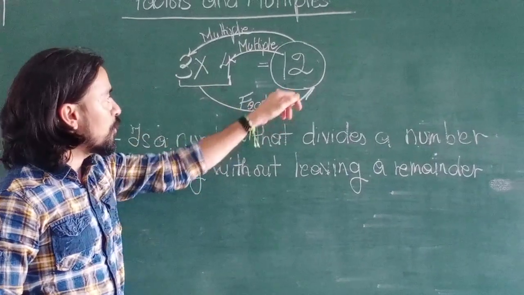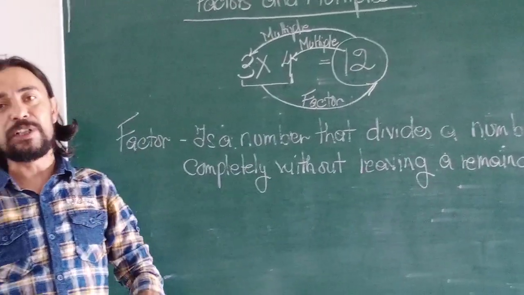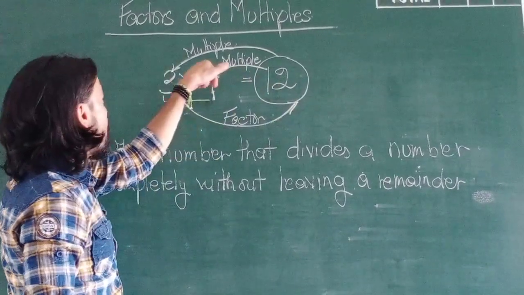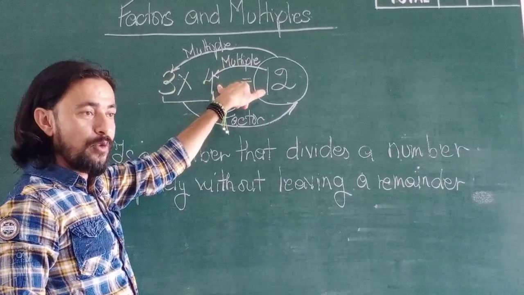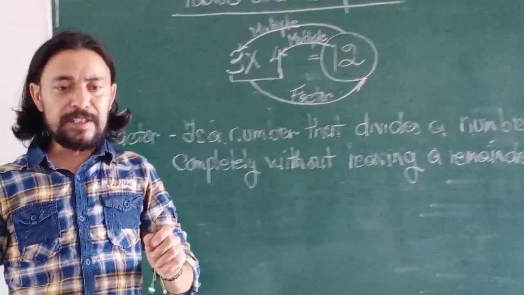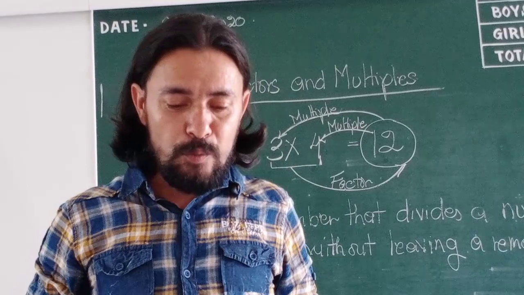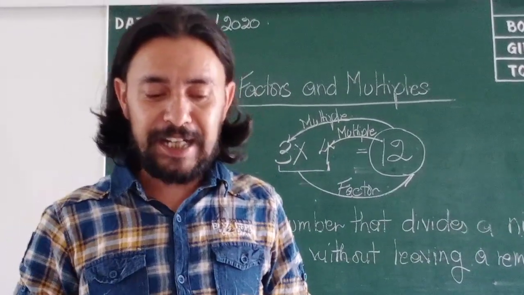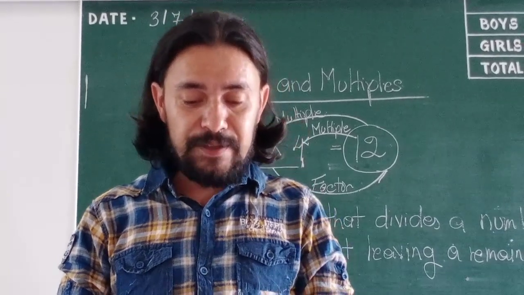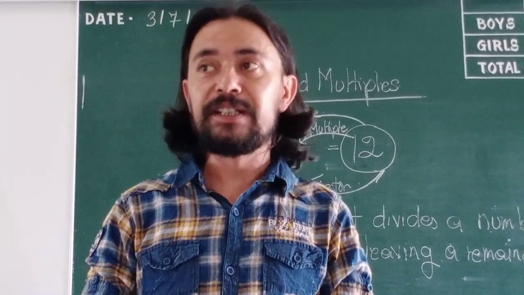So here 3 and 4 are factors of 12 because both 3 and 4 can divide 12 completely without leaving a remainder, because 3 4s are 12 and 4 3s are 12. But 12 is a multiple of 3 and 4 because when you say 3 times table or 4 times table, 12 comes in it. Now let's see what the book says about common factors. A number which exactly divides 2 or more given numbers is a common factor of those given numbers. Similarly, they say common multiples: a number which is exactly divisible by 2 or more given numbers is a common multiple of those given numbers.